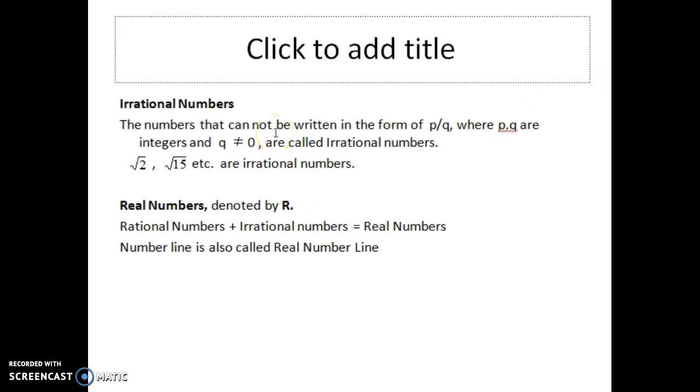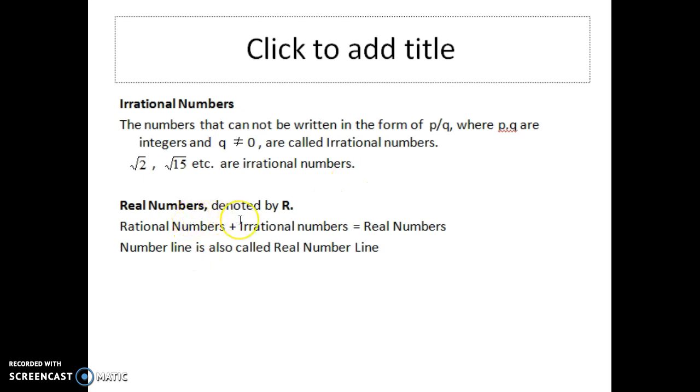Now, what are irrational numbers? Irrational numbers are numbers that cannot be written in the form p upon q, where p, q are integers and q not equal to 0. These numbers are called irrational numbers. Root over 2, root over 15, etc. are examples of irrational numbers.